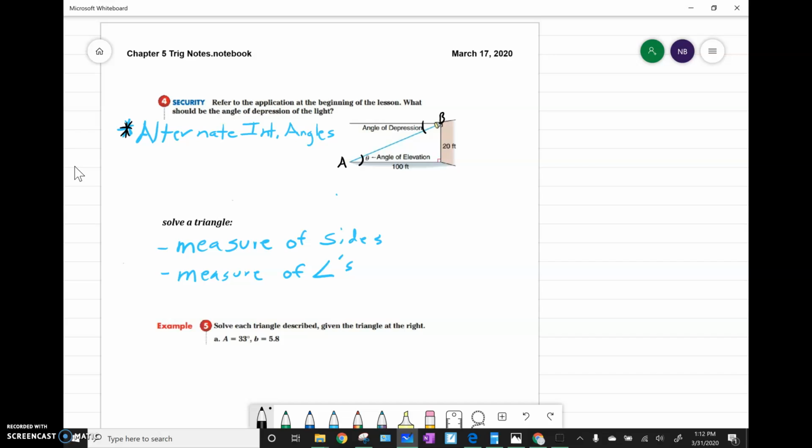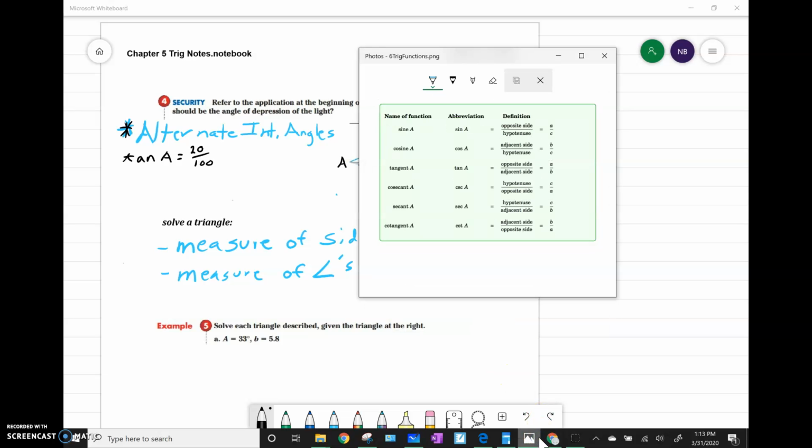is angle B. All right, so we know that the tangent of angle A equals 20 over 100. All right, and we're just using this chart that I sent and posted on Classroom. You can use this as kind of a guide.